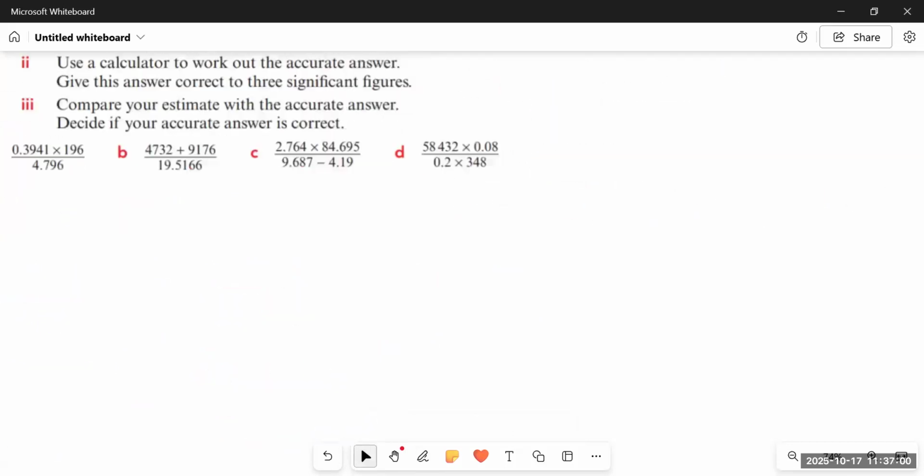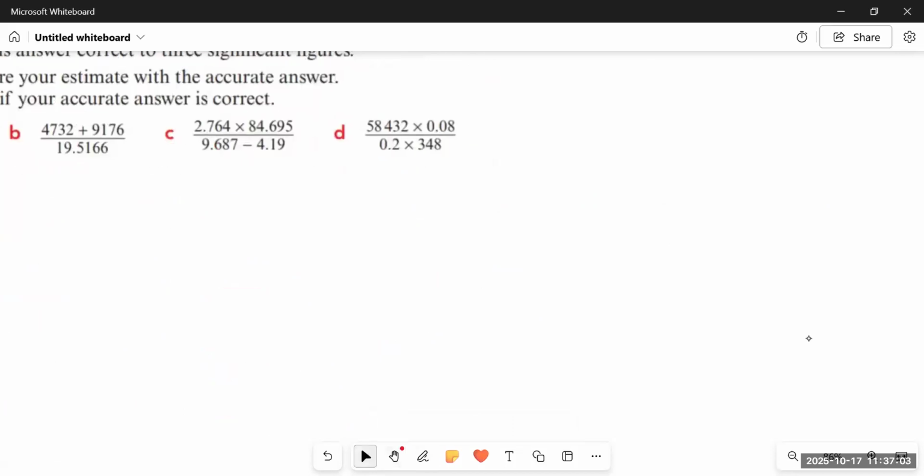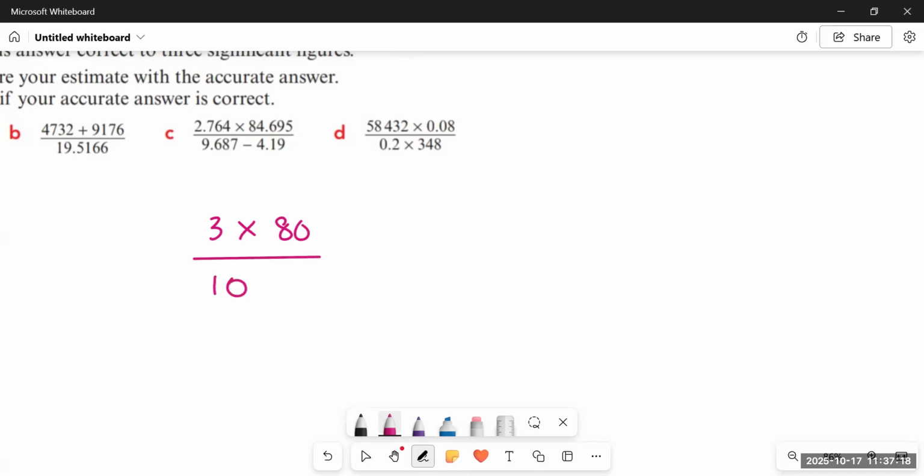Now let's do the next one, part C. In part C, we have 2.764. So when we round it to one significant figure, it will become 3. Then we will multiply it with 84, so it's 80, upon 9.6 would become 10 minus 4. So it's 240 upon 6, which is 60.